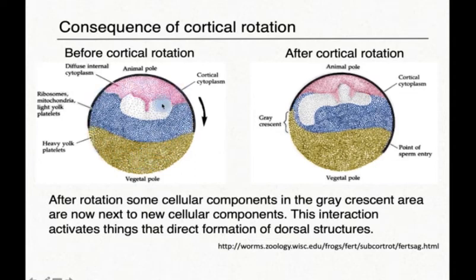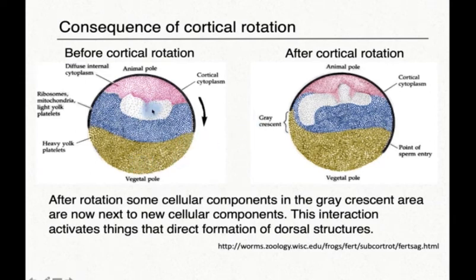RNA that's floating around in the cytoplasm is also distributed asymmetrically throughout the egg. There are some different RNAs at the top, the animal pole, than at the vegetal pole. But that's not so important for us to think about right now.